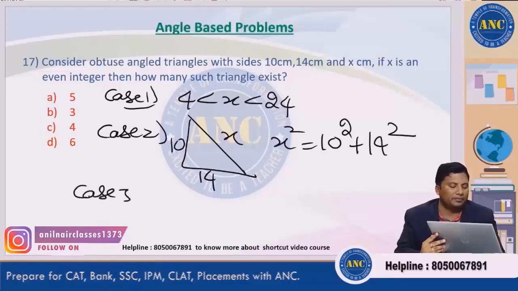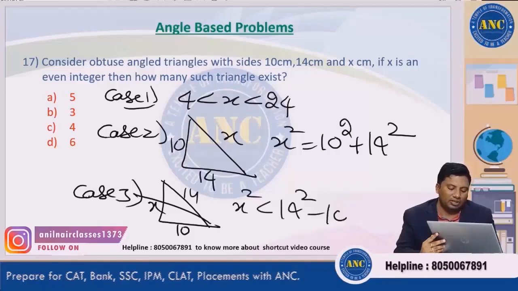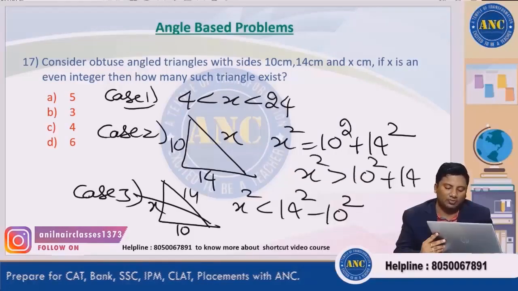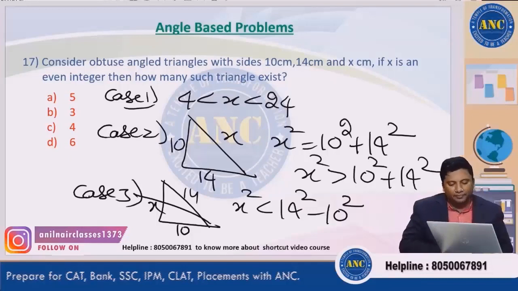Case 3 is x is not the largest side, 14 and 10. So hypotenuse, x square is less than 14 square minus 10 square. X square is greater than 10 square plus 14 square. Intersection of all these three regions, you will get the answer. I hope it is clear.